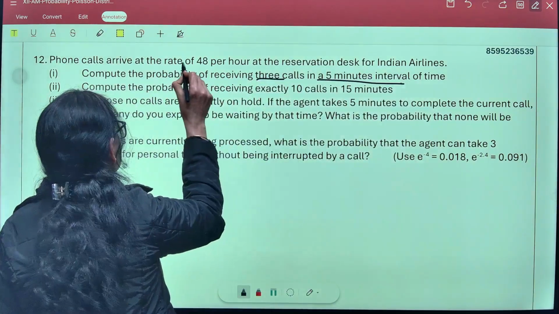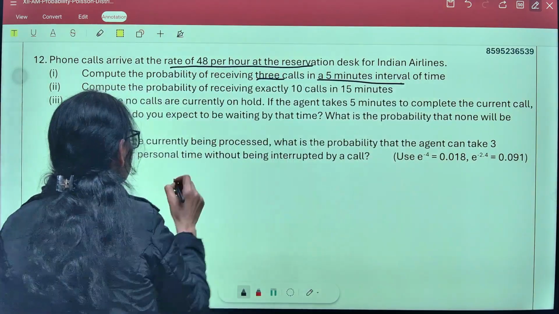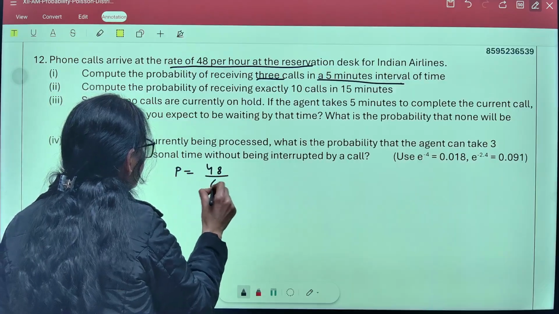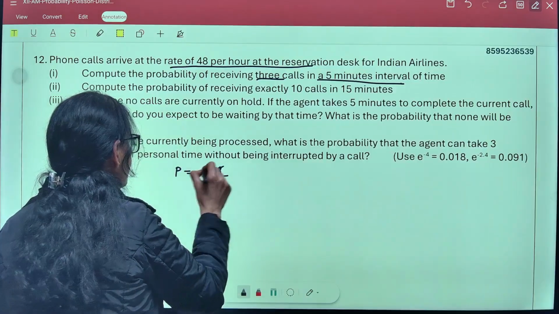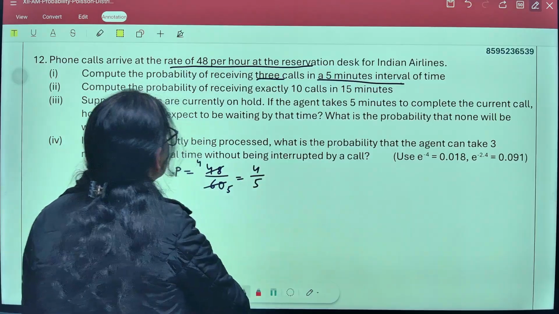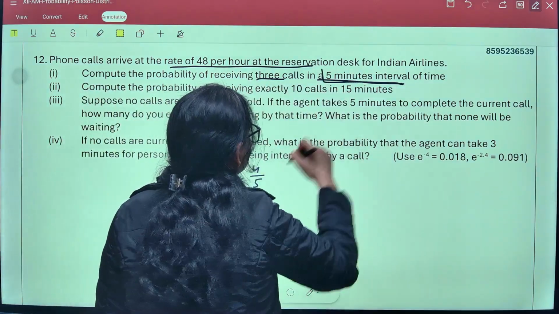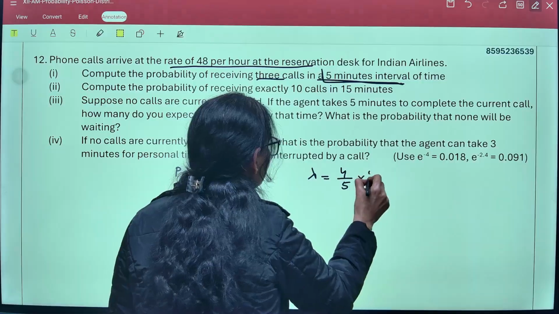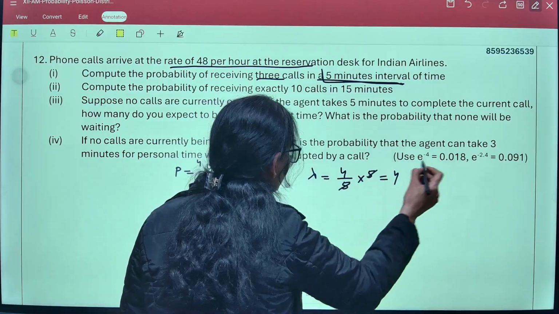So here the rate at which something is happening is given to you. That means the rate is 48 calls per hour, 48 upon 60. 12 4s are 48, 12 5s are 60. That means 4 by 5. Now the intended interval is 5 minutes. So the value of lambda is going to be 4 by 5 into 5. That comes out to be 4.